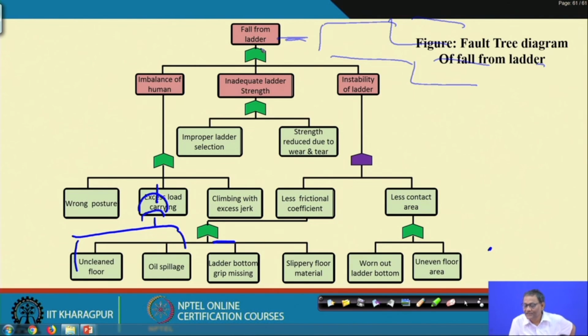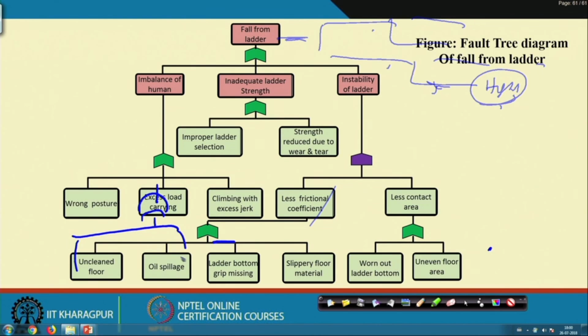The reason is, if I say that high impact is my end state, then all those things, all the states, will come under the fault tree. So, you will start from here, then gates will be appearing. Again, if you think that the oil spillage is the starting point, then if there is oil spillage, what will happen next, then you will get another kind of event tree.